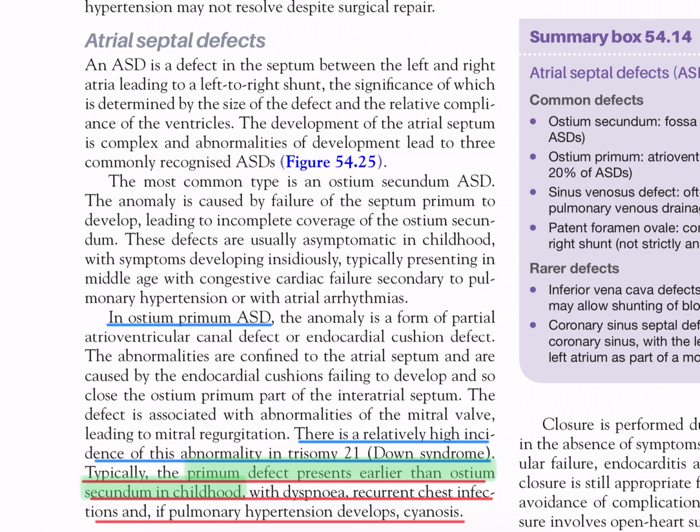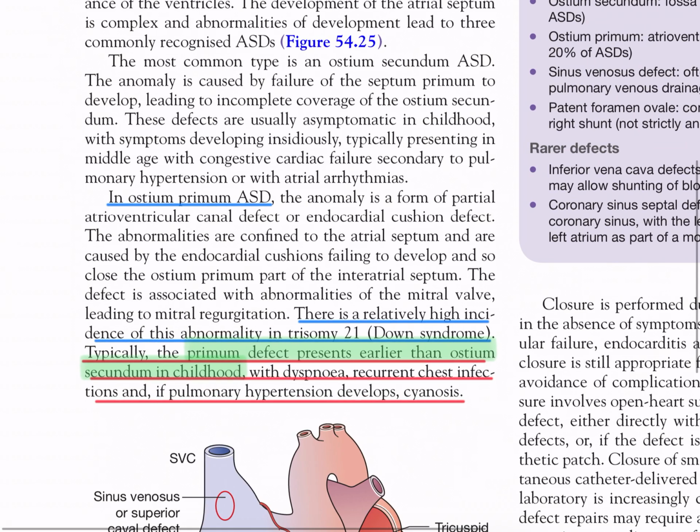These defects are usually asymptomatic in childhood, with symptoms developing insidiously, typically presenting in middle age with congestive cardiac failure secondary to pulmonary hypertension or with atrial arrhythmias. In ostium primum ASD, the anomaly is a form of partial atrioventricular canal defect or endocardial cushion defect. The abnormalities are confined to the atrial septum and are caused by the endocardial cushions failing to develop and so close the ostium primum part of the interatrial septum.